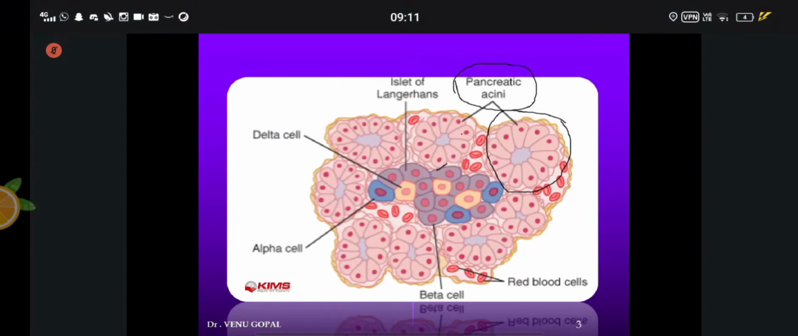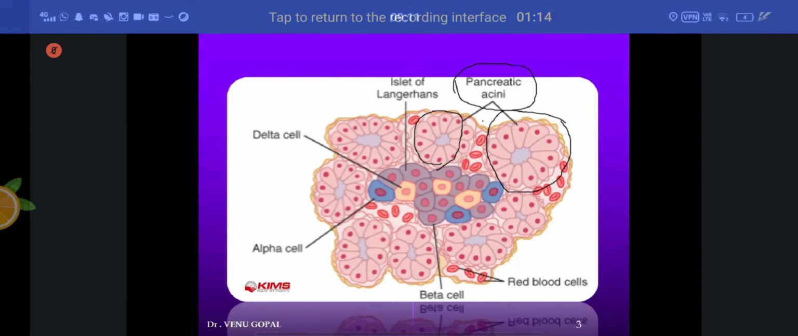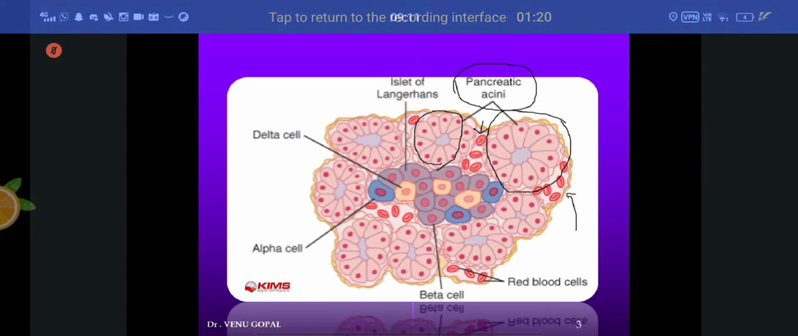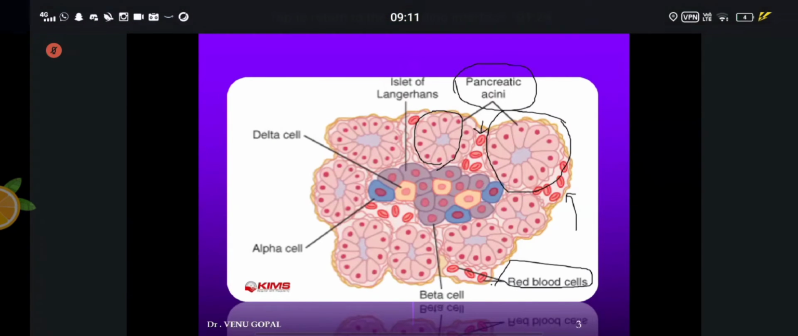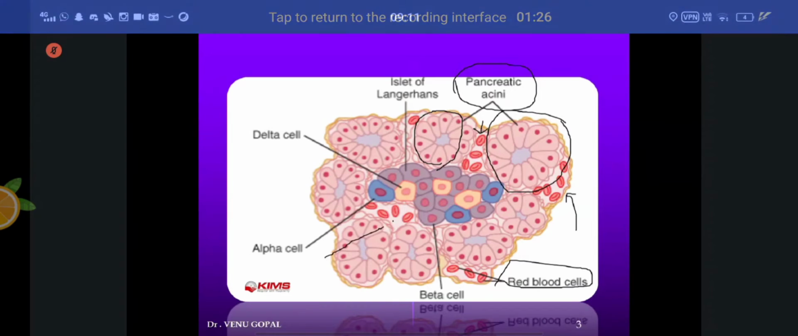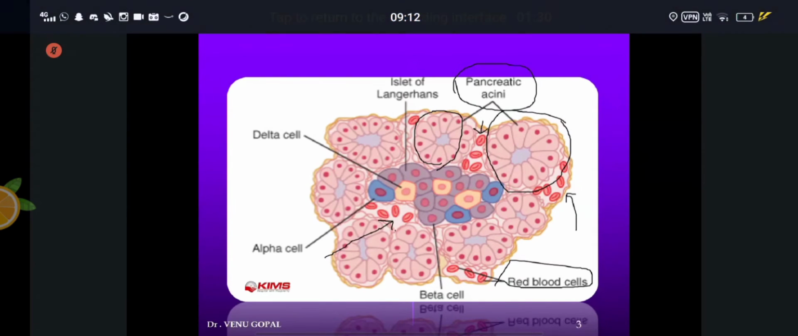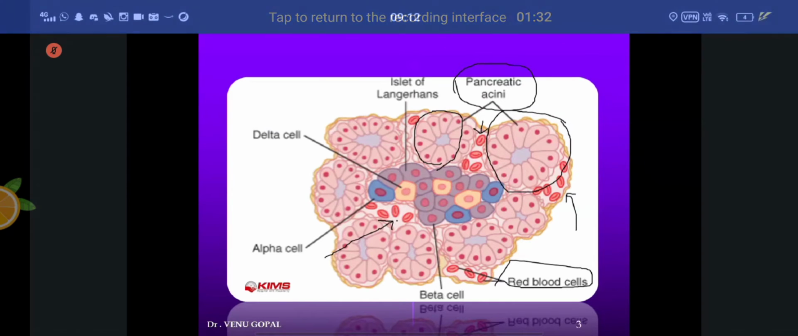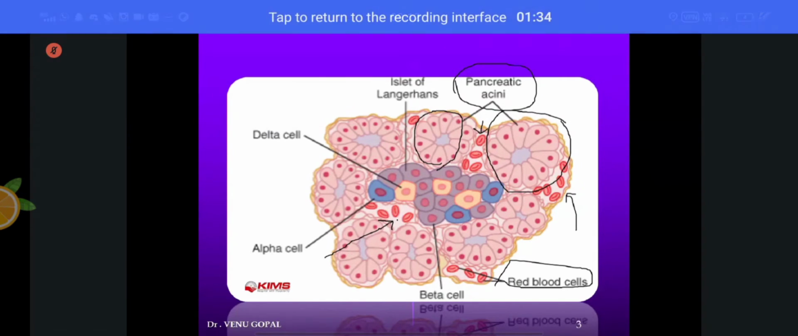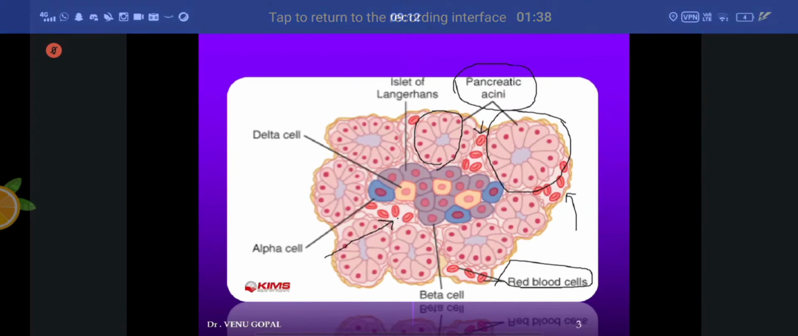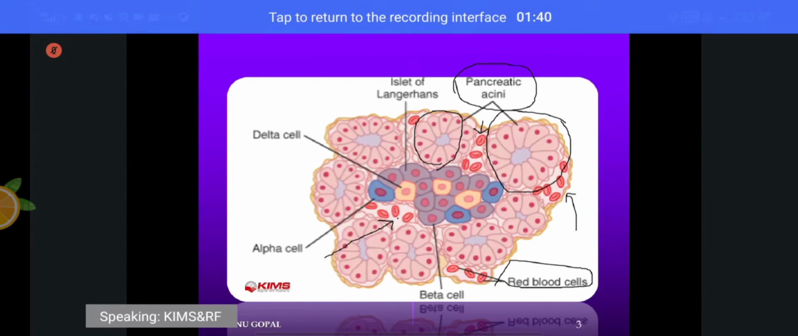This is one. And in between you can see blood vessels, including RBCs, also shown. This is one more blood vessel, with red blood cells in it. This is one more. So these blood vessels are very close, both to acinar cells as well as to islets of Langerhans, because of the control and functionality over them. That we are going to see a little bit.